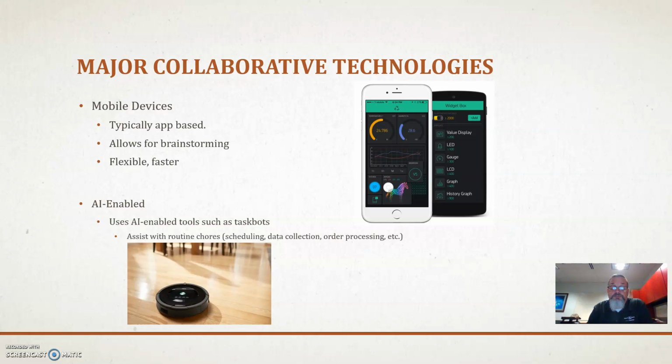Then there's artificial intelligence-enabled technology. These use tools such as TaskBot. A TaskBot will assist with routine chores such as scheduling, data collection, order processing, etc. A nice example of a TaskBot is a Roomba. It has a specific task, it goes around, it sweeps the room, and it goes back on its predetermined schedule.